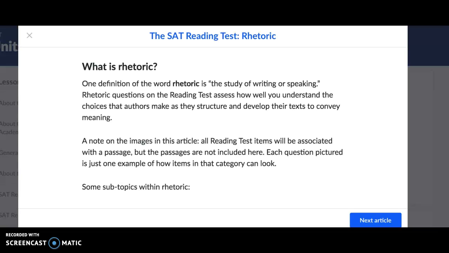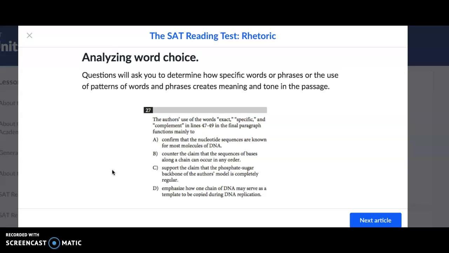Okay, so the SAT reading is all about rhetoric, which means the study of writing or speaking. So we're talking about how the reading test assesses how well you understand those things. One type is analyzing word choice. It's going to ask you to determine how specific words or phrases or patterns of words and phrases create meaning and tone in the passage, which we've done before, right? How do these words change the tone of the passage? What words that you read make you feel sad or happy? These are things we've gone over before.